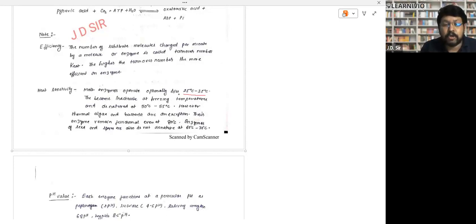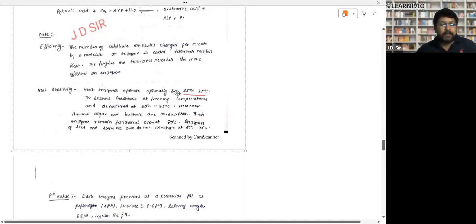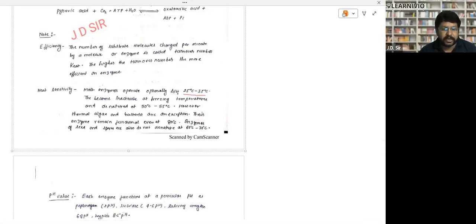Sometimes people die because of cold or frost. Even at a lower internal body temperature, enzymes stop working and a person or any organism dies. So this is the reason why a person dies in higher or lower temperature. Most enzymes operate optimally between 25 and 35 degrees centigrade. They become inactive at freezing temperature and denature at 50 to 55 degrees centigrade. Means they become inactive below 0 degrees and denature above 50 to 55 degrees.